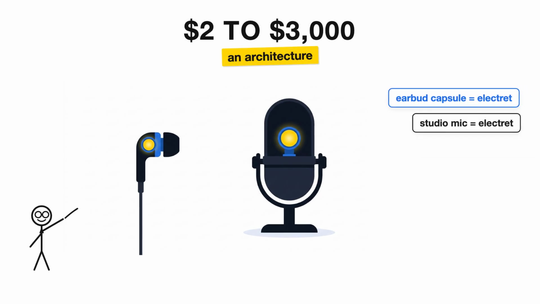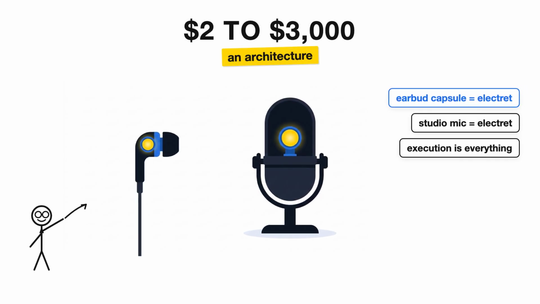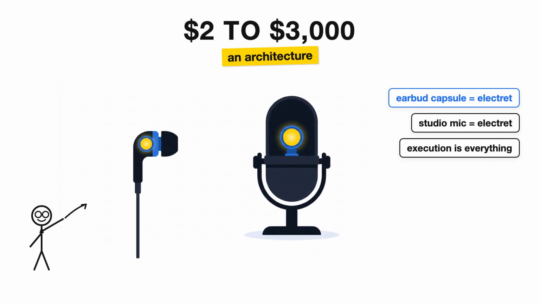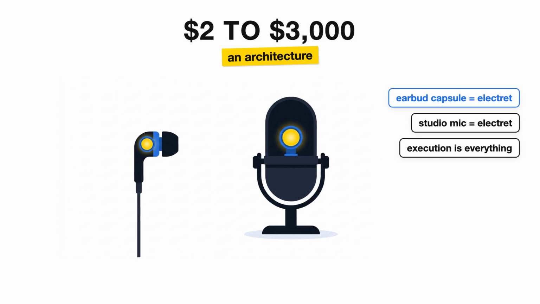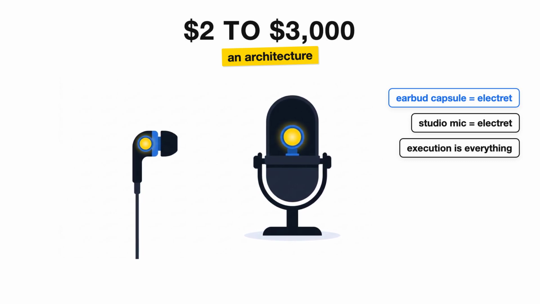The range of quality in electret mics is enormous. A $2 capsule inside a pair of cheap earbuds and a $3,000 studio microphone can both technically be called electret condensers. The technology is not a shortcut, it is an architecture. What matters is how well it is executed.